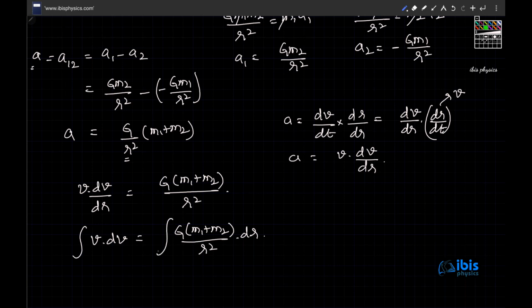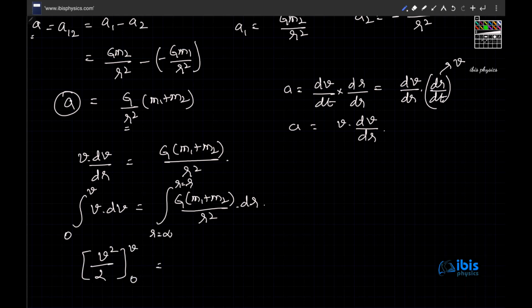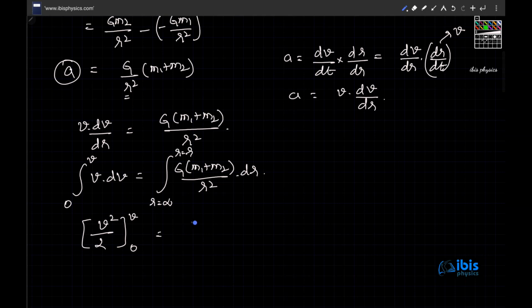So when you integrate it, originally when r is equal to infinity, the velocity is 0. By the time r becomes r, the velocity, let us assume, is v. Since it is the relative acceleration, what you will be getting here is the relative velocity. So v dv gives v square by 2, upper limit v, lower limit 0. There is another method to solve this, but anyway, we'll first solve using this. G into m1 plus m2 into integral r power minus 2 dr.